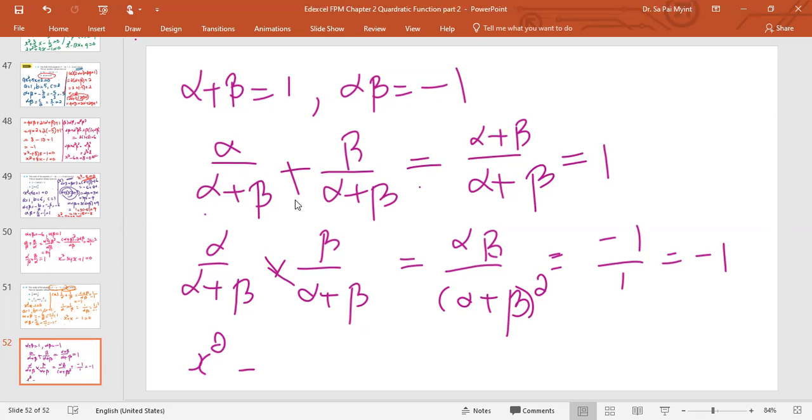So for that, the required equation is x squared minus sum of the roots, which is 1, so x, and then product of the roots, minus 1, equal to 0.